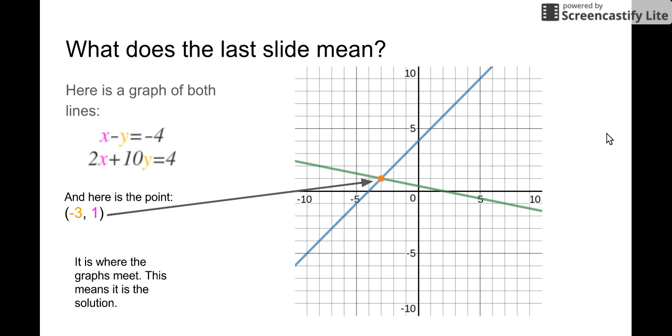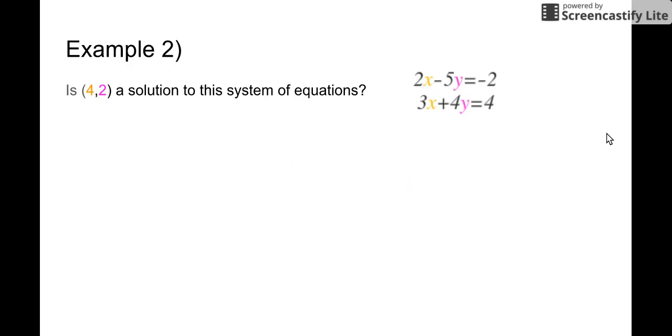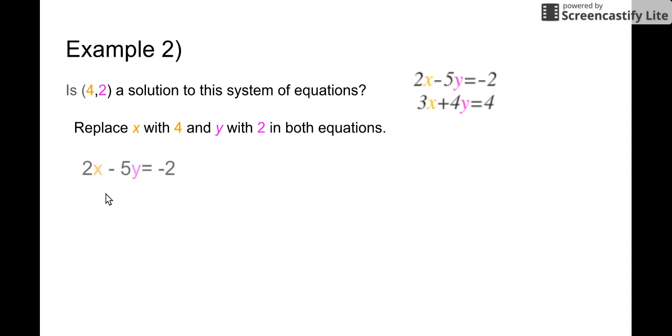So let's see what happens with this one. So the next question is, is 4, 2 a solution to this system of equations? 2x minus 5y equals -2. That's the first equation. Second equation, 3x plus 4y equals 4. Same process. Replace x with 4 and y with 2 in both equations because we have x is 4 and y is 2. Here's the first equation.